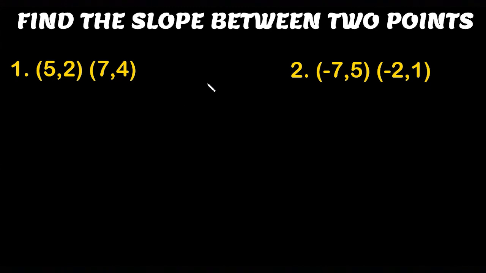Okay, so in this video, we're going to be talking about finding the slope between 2 points. Now, in order to do these problems, you have to know the following formula, and that is going to be m equals, remember, m is going to be your slope. So m equals y2 minus y1 all over x2 minus x1. And this is a very convenient way to find the slope between 2 points.